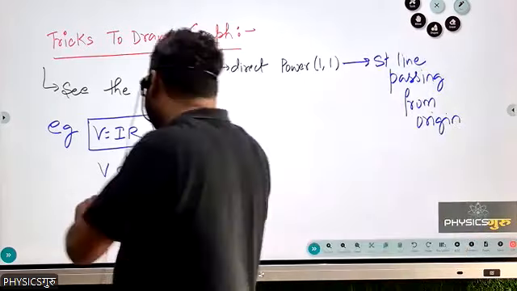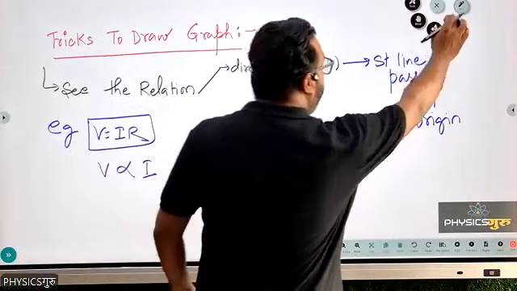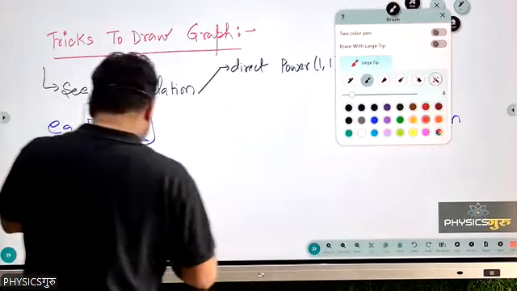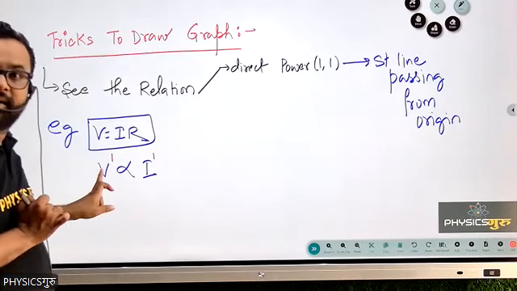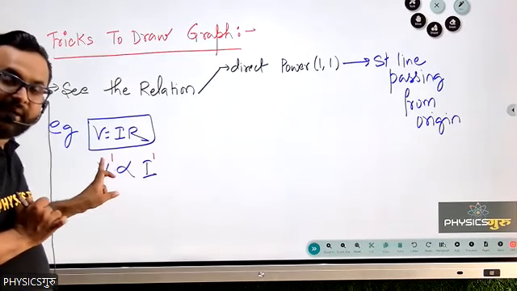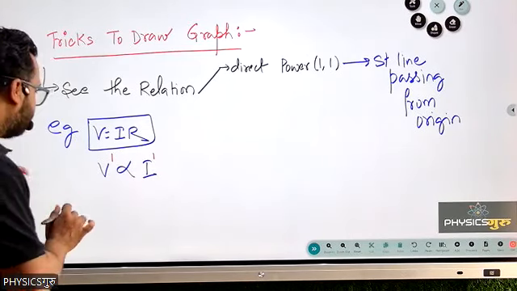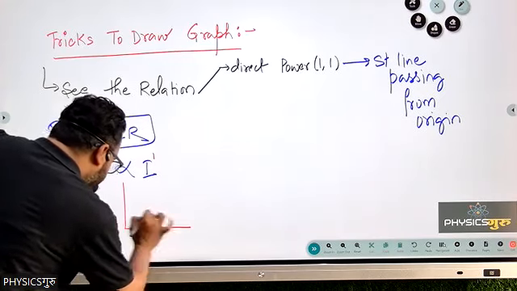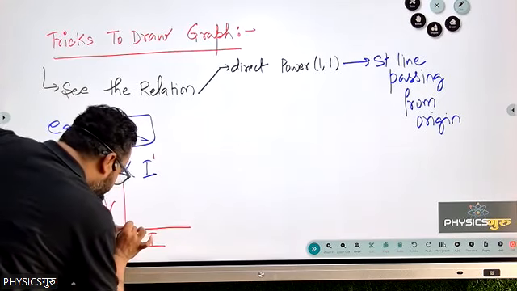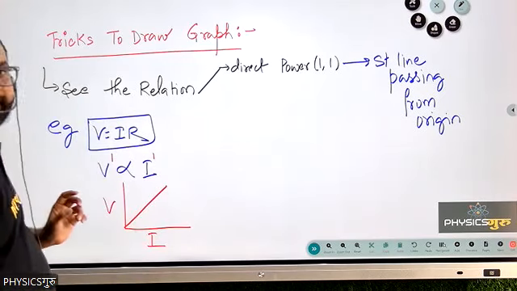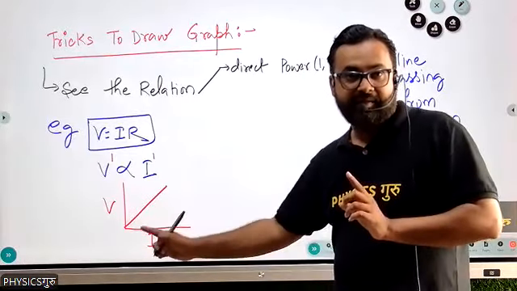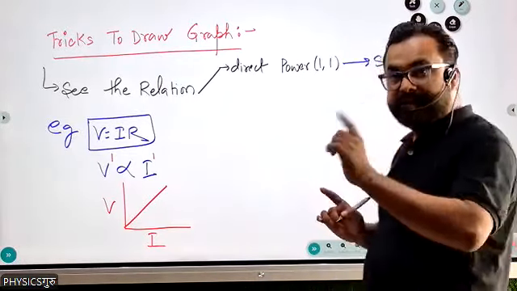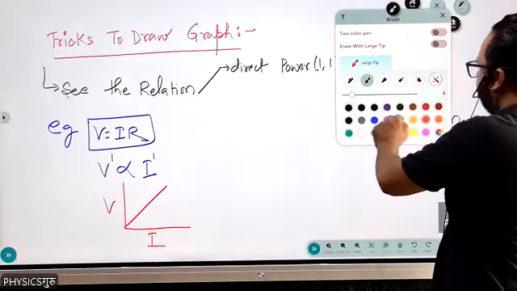But by default, if you observe the power, the power of potential is 1 and of current is 1. No further power is given, so by default we take it as 1 comma 1. So the nature of the graph will be a straight line passing through the origin, like this. This is the nature of the graph. V and I have a direct relation. Second trick.